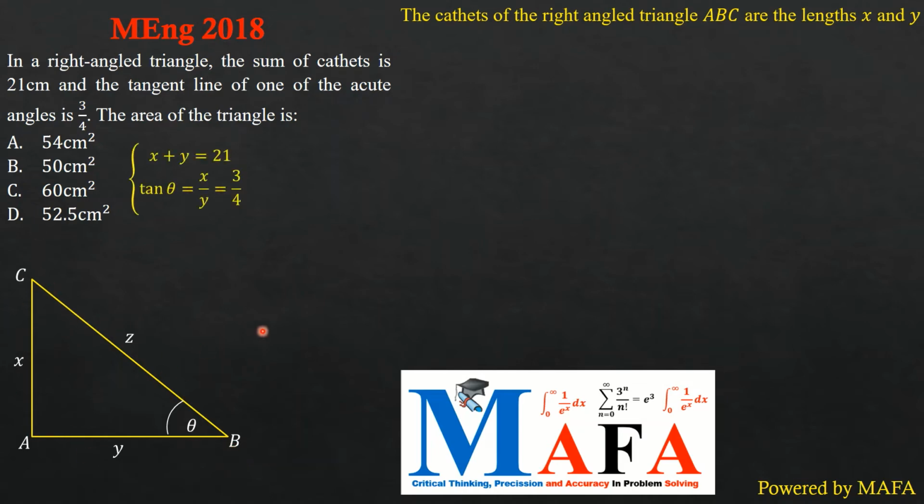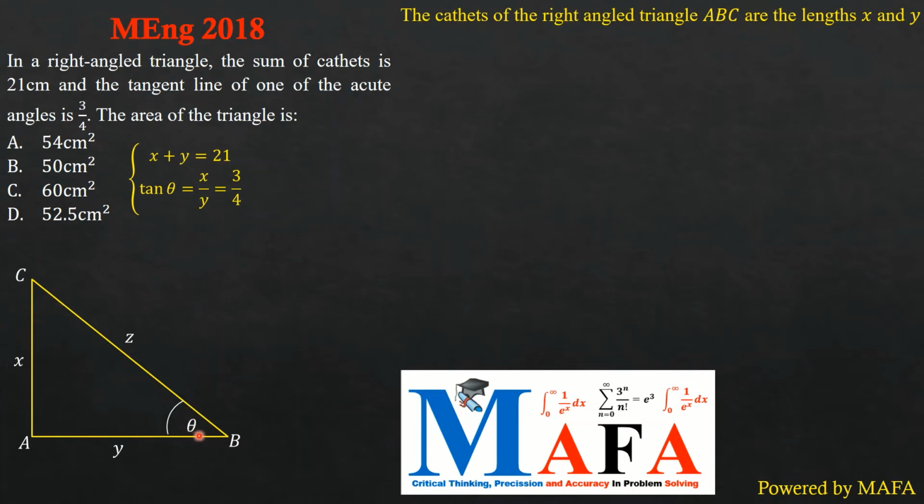So the sum of the cathets is equal to 21. It means that X plus Y is equal to 21. Now we're being told about the tangent of one of the acute angles. Now when an angle is acute, it is less than 90 degrees. So our theta here is an acute angle because it is less than 90 degrees. Now remember the tangent of one of the acute angles, meaning that if you put the angle here, you're also going to get the same results.